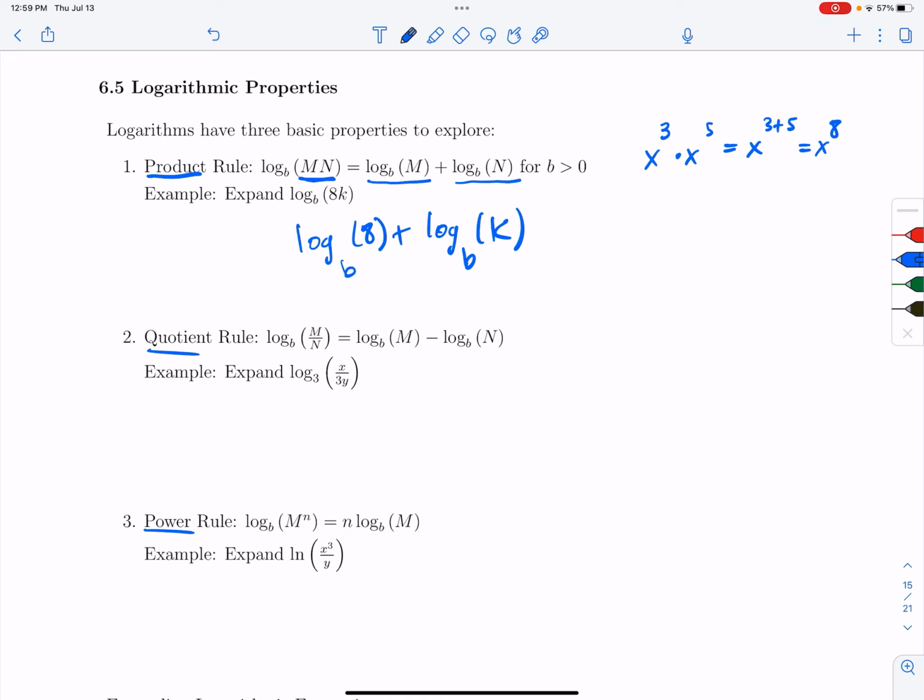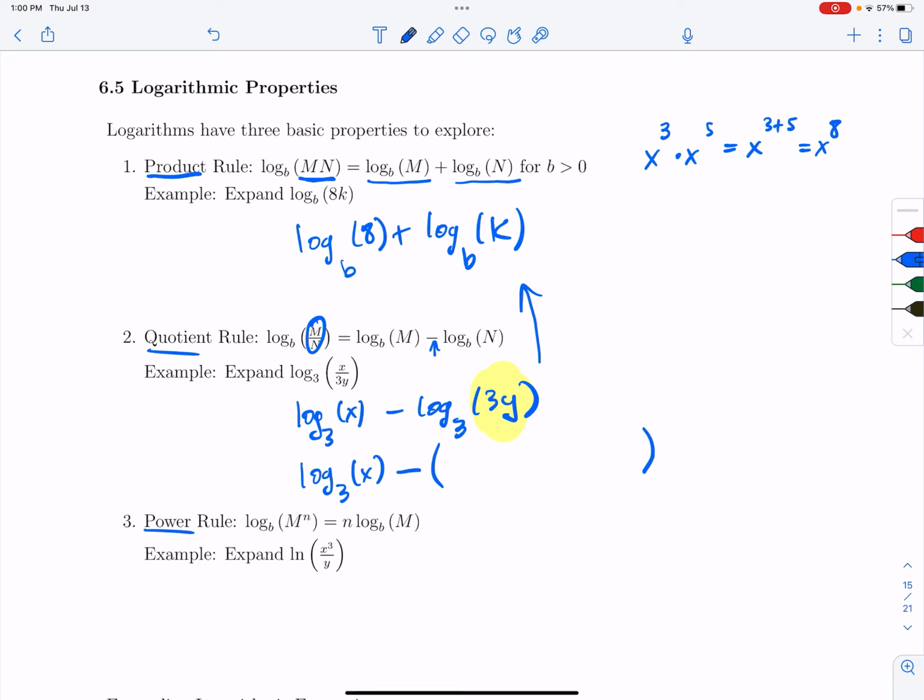Okay, so for the quotient rule, if I have a quotient inside the argument, I'm just going to subtract those. So log base 3 of x divided by 3y, that's going to be log base 3 of x minus log base 3 of 3y. So that is one expansion, but notice now I have a product in here and I can do what we did up here. So log base 3 of x minus, now be careful, you want to put this in parentheses because that minus is telling us we're going to subtract no matter what comes after it. So this is log base 3 of 3 plus log base 3 of y.